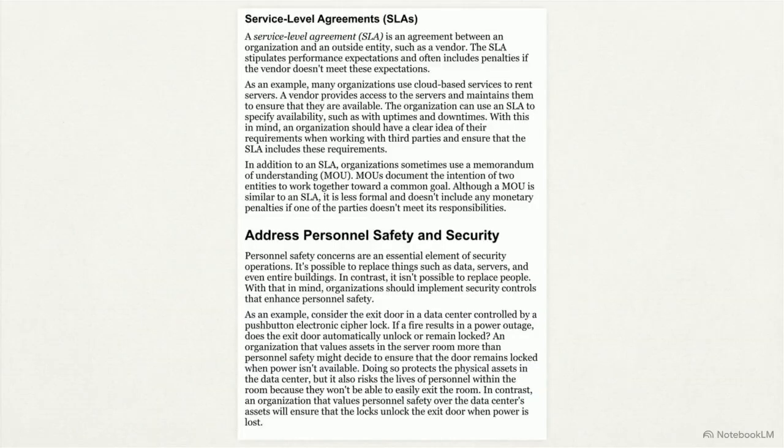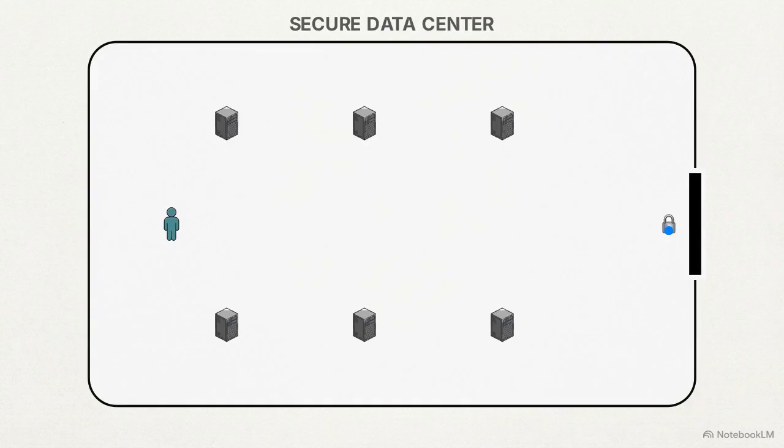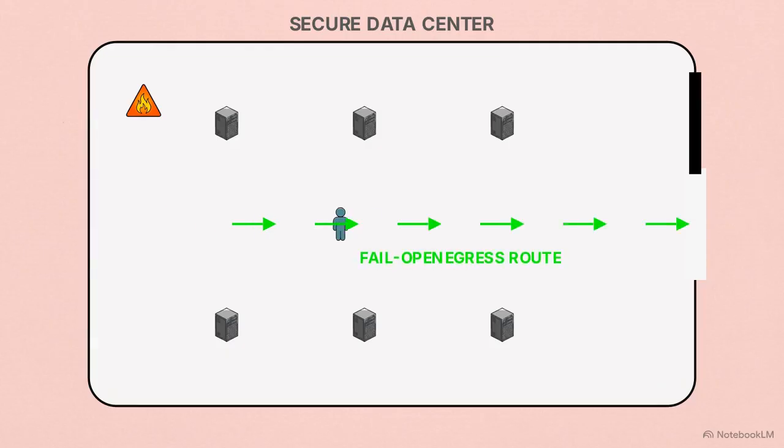Ultimately, the highest directive of any security framework supersedes data protection. This passage establishes that personnel safety concerns are the absolute priority, noting that while servers and facilities are replaceable, human life is not. This directive dictates physical infrastructure decisions. In a data center emergency, an organization must configure electronic locks to fail open, prioritizing human egress routes over the physical security of the server racks.